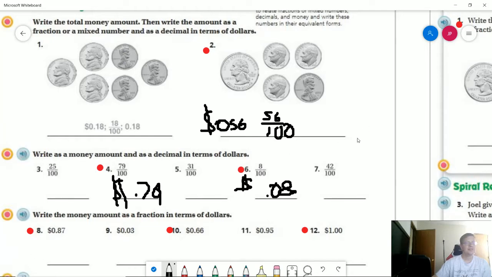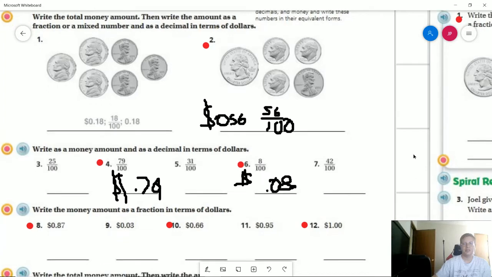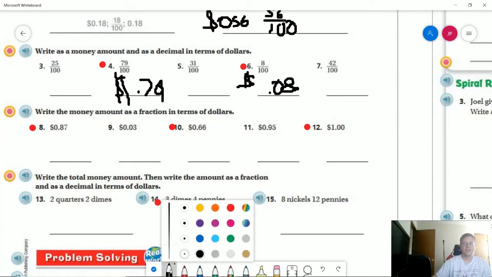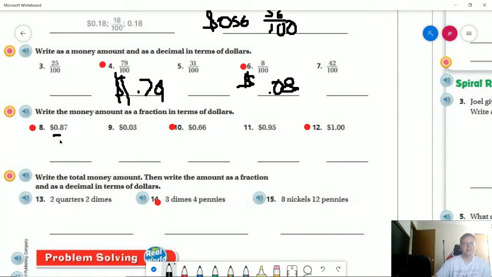Number 8, I'm going to scoot this down just a little bit. So for number 8, we are working with a fraction. So that's going to be 87 over 100. We are not going to reduce. Number 10, 66 over 100. Again, we're not going to reduce. And number 12 would be 100 over 100.